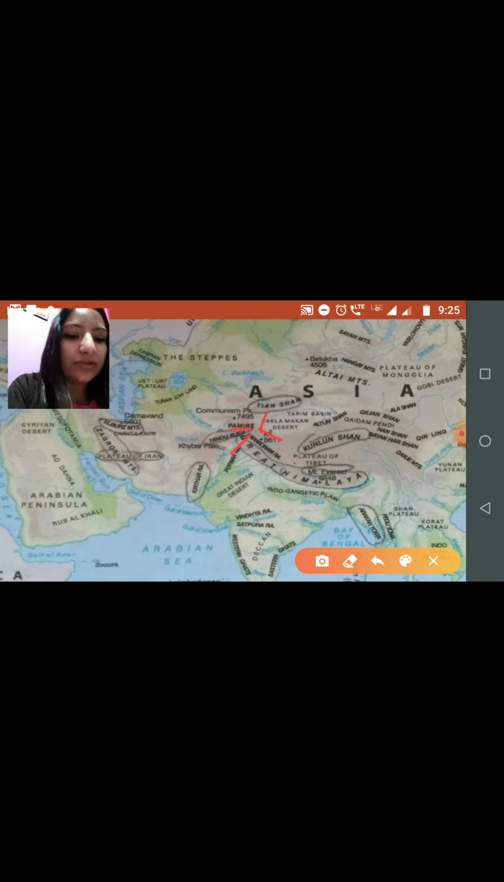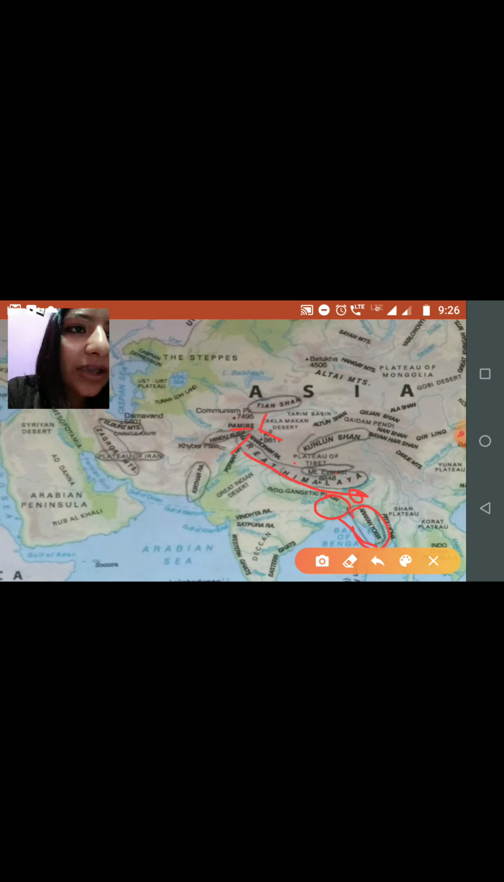Now if you see southwards from the Pamir Knot, the Himalayas stretch. They run parallel through Nepal, northern and northeastern India, and also parts of Bhutan, then up to the Arakan Yoma, another range. In this range we have an important peak like Mount Everest. Mount Everest, 8848 meters, is the highest peak in the world.